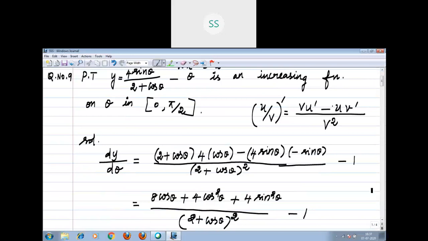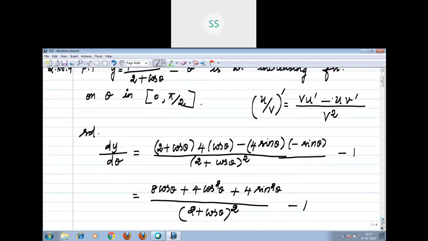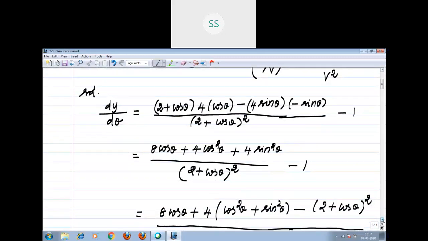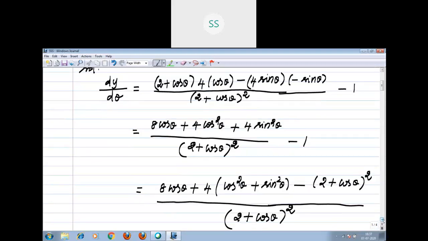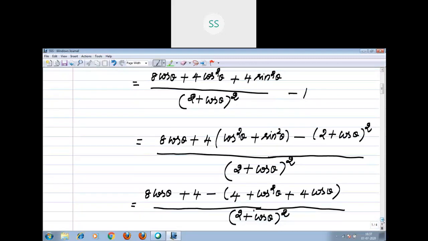Now you see, you are making the denominator the simplest format. 8 cos theta plus 4 into cos square theta plus sin square theta minus 2 into 2, sorry, you are taking LCM, 2 minus bracket 2 plus cos theta the whole square divided by 2 plus cos theta the whole square. Then in the numerator, cos square theta plus sin square theta equal to 1. That is a basic trigonometry identity. Minus a plus b the whole square is a square plus b square plus 2ab.